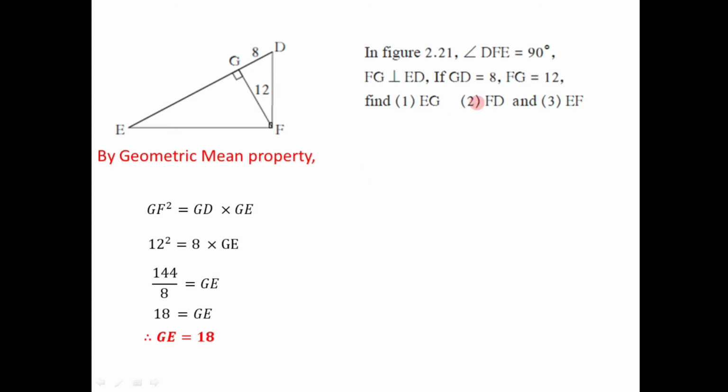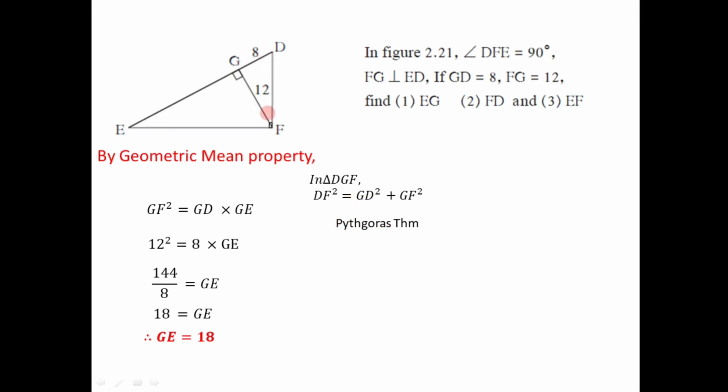Now we have to find the length of FD. For that, consider triangle DGF, which is a right angle triangle, in which we use the Pythagoras theorem. By that we can write hypotenuse square is equal to side 1 square plus side 2 square. Here the hypotenuse is DF, so DF square is equal to the remaining two sides, GD square plus GF square. This is the statement by the Pythagoras theorem.